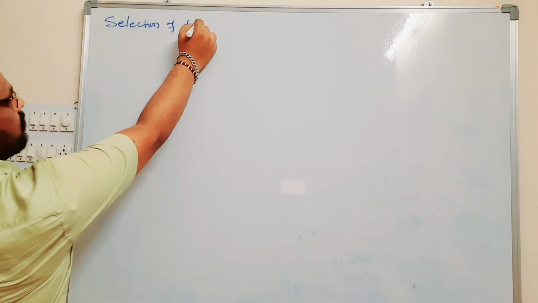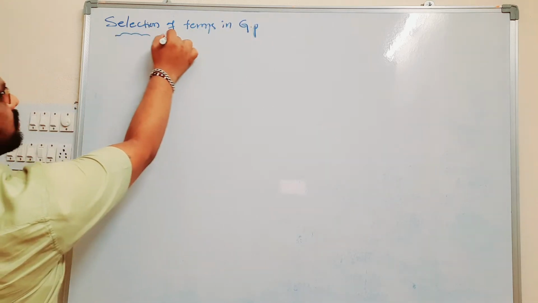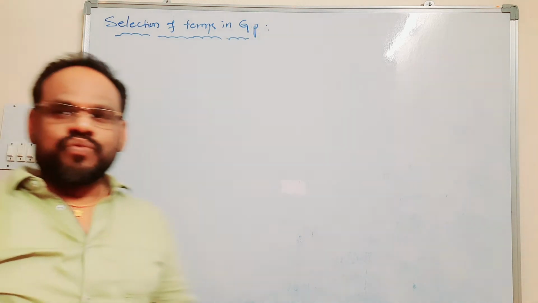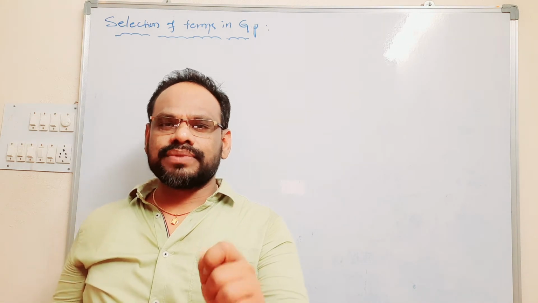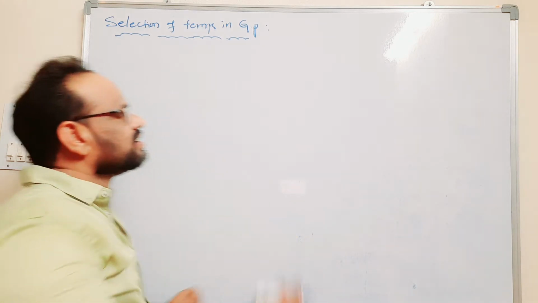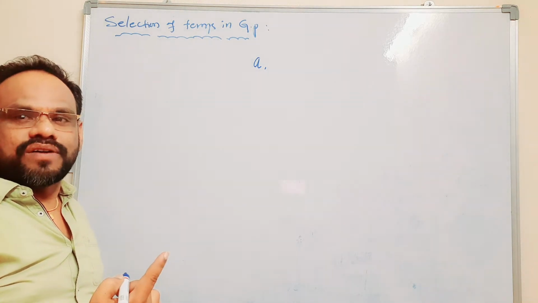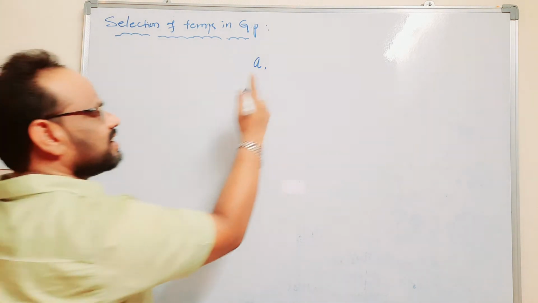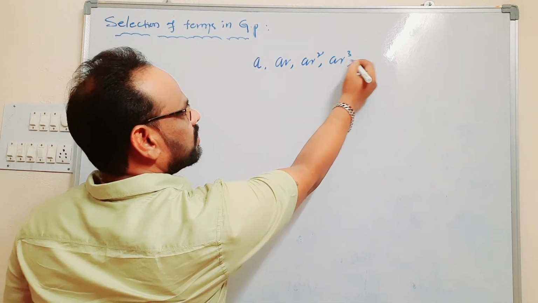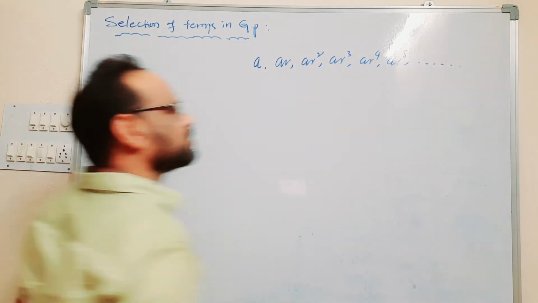We know that if A is the first term and R is the common ratio, the general form of geometric progression is A, AR, AR square, AR cube, AR power 4, AR power 5, and so on.